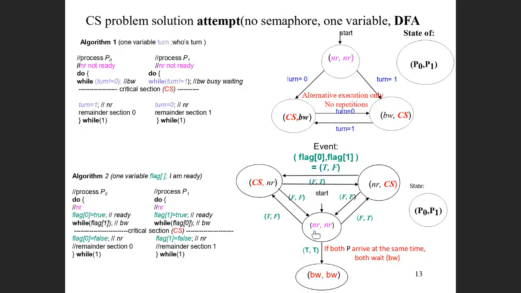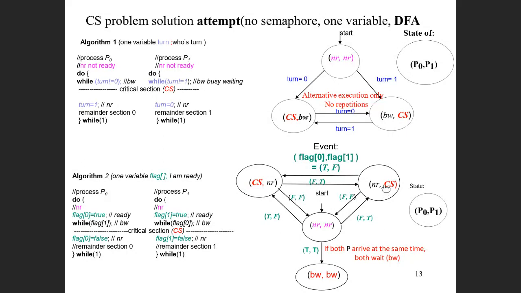If we start with the state not ready, and flag of 1 is true, flag of 0 is false, we have the other arrow, which means that process P1 is allowed to enter the critical section.